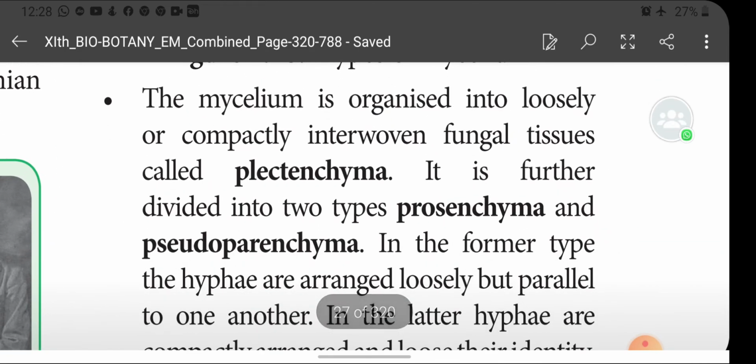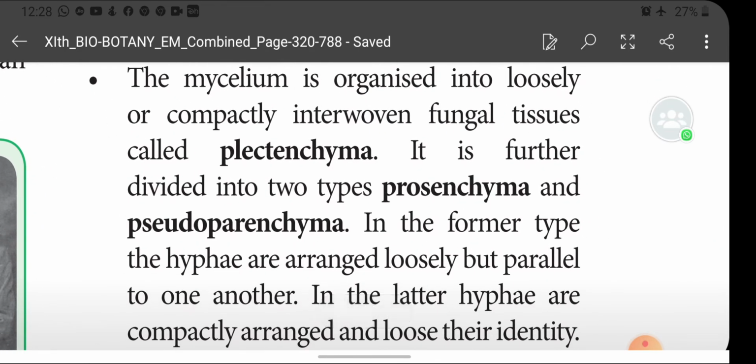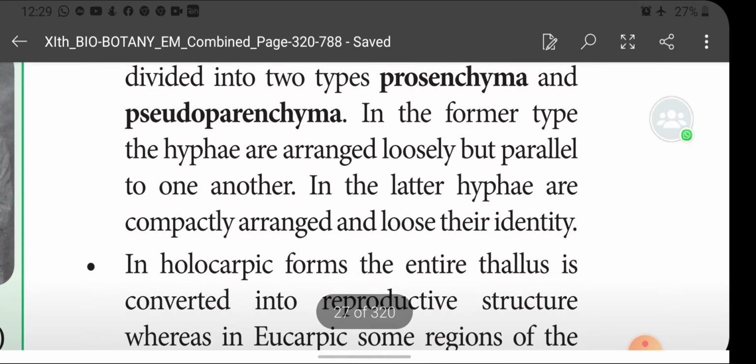Then the mycelium is organized into loosely or compactly interwoven fungal tissues called plectenchyma. Hyphae are interwoven to form a mycelium, and the mycelium is organized into loosely or compactly interwoven fungal tissues called plectenchyma. What is plectenchyma? A 2 mark question. This plectenchyma is further divided into two types: one is prosenchyma, another is pseudoparenchyma. In the former, the prosenchyma, the hyphae are arranged loosely but parallel to one another. In the latter, pseudoparenchyma, the hyphae are compactly arranged and lose their identity.